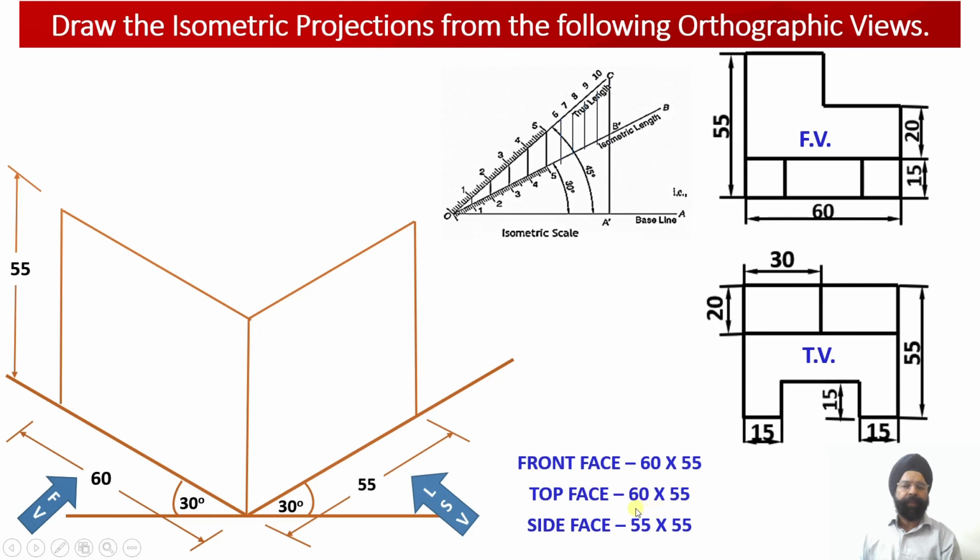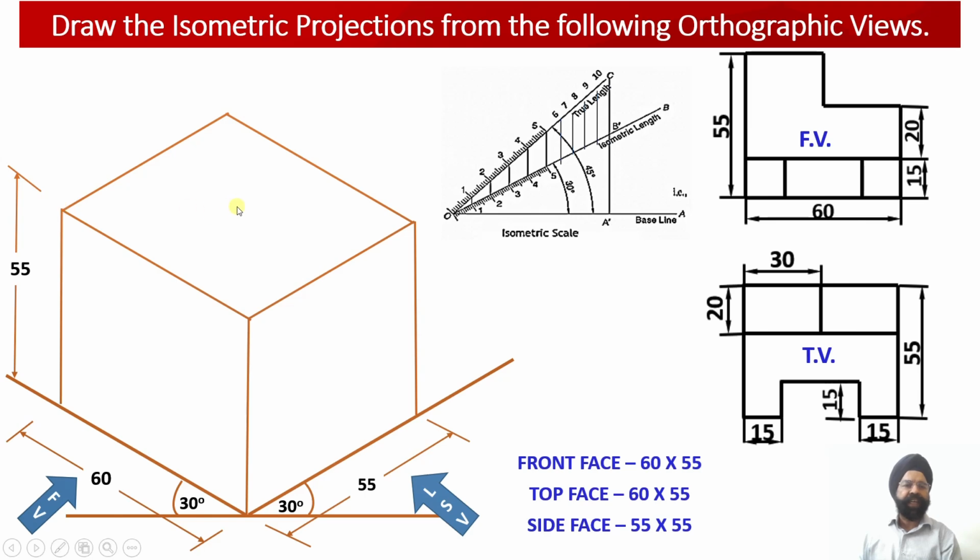Now we have to draw the top face of the solid. So we know that the dimensions of the top face of the solid happen to be 60 millimeter by 55 millimeter. So we have already drawn the length of the solid equal to 60 millimeter, and the width of the solid is equal to 55 millimeter. So two isometric lines we need to draw parallel to the z-axis and the x-axis, so that the top view face of the solid can be completed.